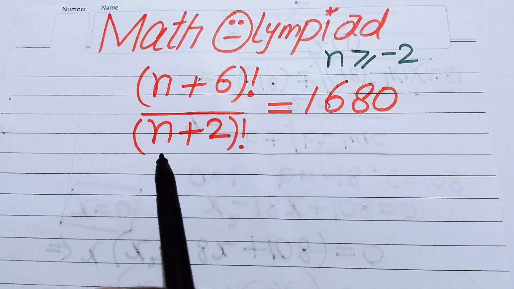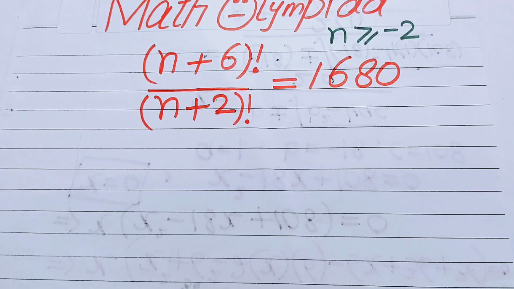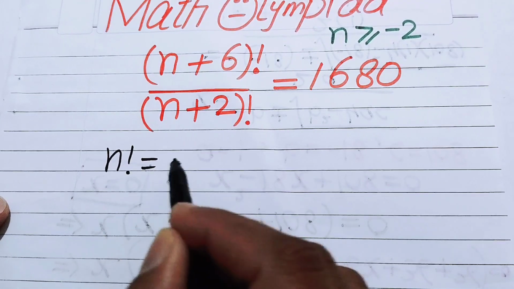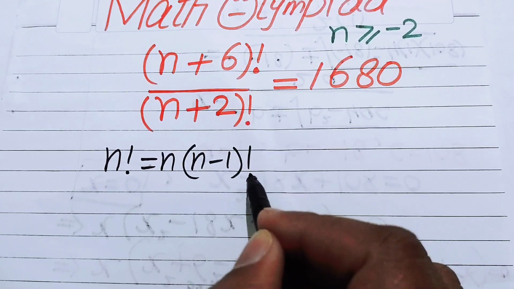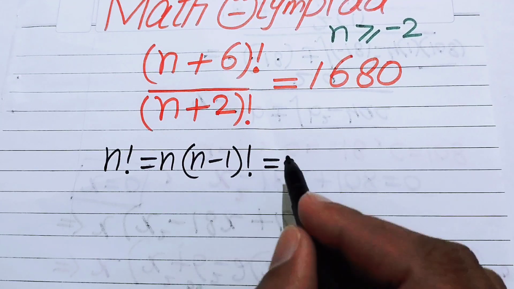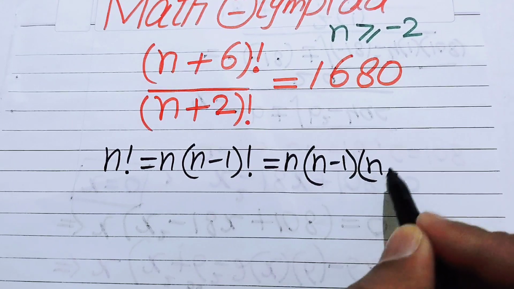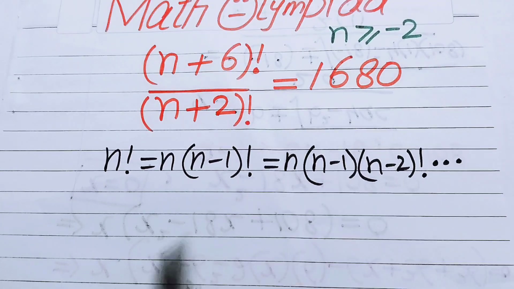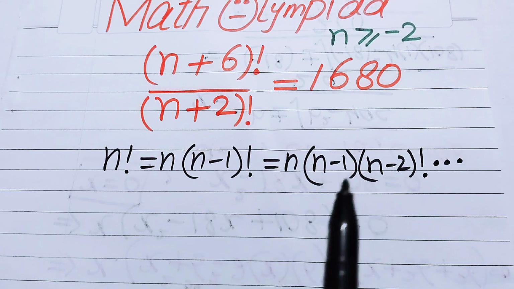We solve this problem for the values of n, and here we use the recursive method in order to find the values of n. You know about the recursive method: if we have n factorial, it equals n times (n-1) factorial, and we again break this (n-1) factorial and write it as n times (n-1) times (n-2) factorial, and so on. Similarly, you will just break this factorial sign and you get more terms here.